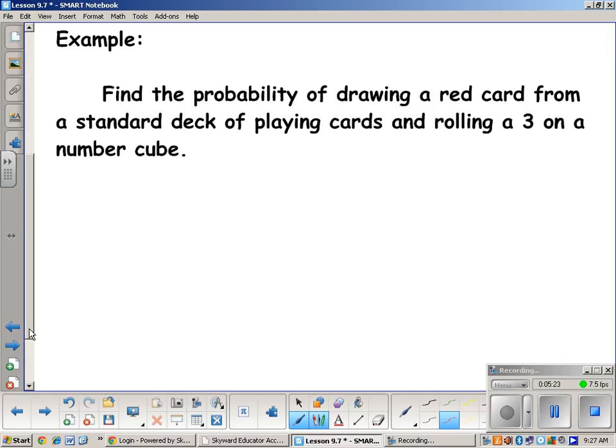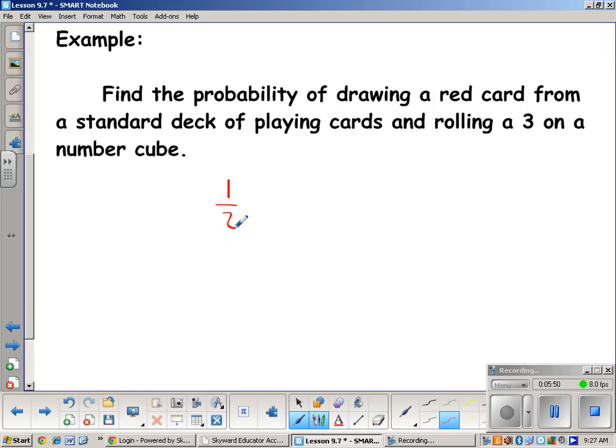Find the probability of drawing a red card from a standard deck of playing cards and rolling a 3 on a, I probably should have said standard number cube. Okay, well, what's the probability of drawing a red card? 1 out of 2, right? A red card is either hearts or diamonds, and the other 2 suits are spades and clubs, right? So there's going to be half red and half black.